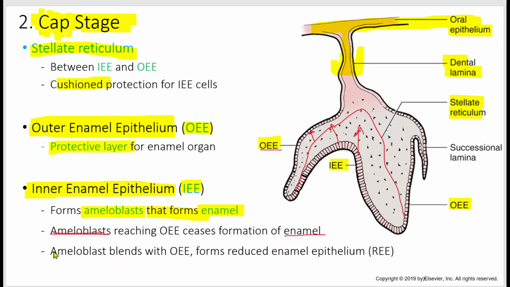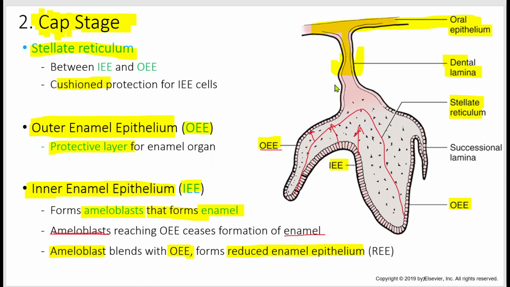Also, the ameloblasts will blend with the outer enamel epithelium. So they'll get there, touch them, or reach them, and they will stop making the enamel, and then they will blend together, and they will make a new layer. We call it the reduced enamel epithelium. Technically, it will make something protective on the enamel, but we don't want to get to that. Just know the main things that we mentioned here.